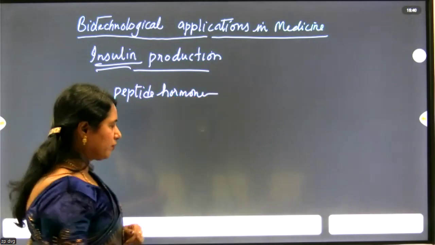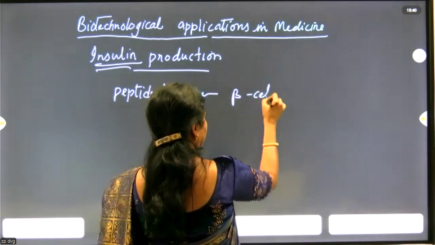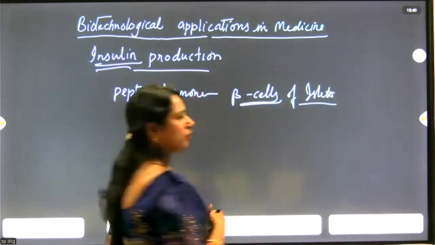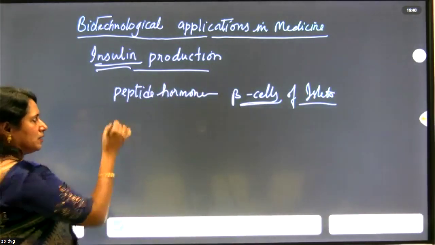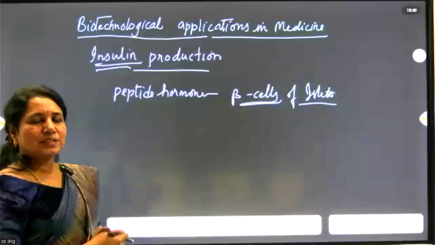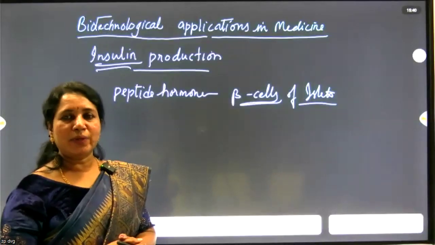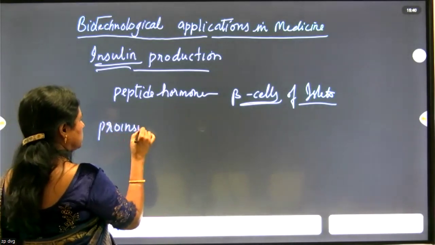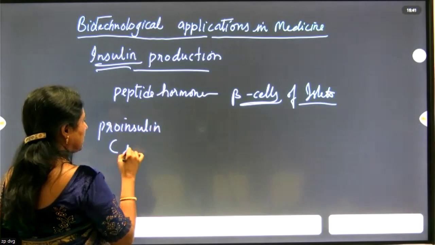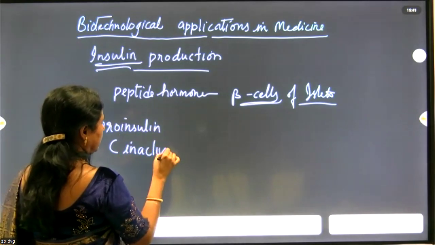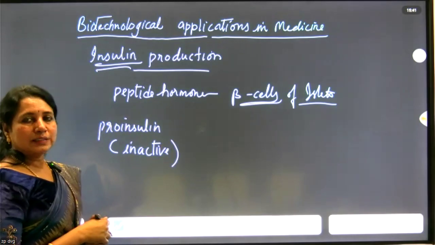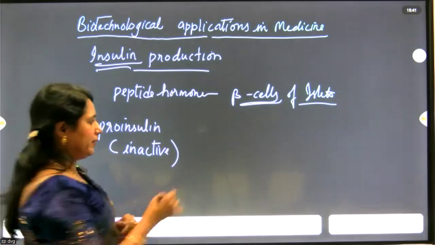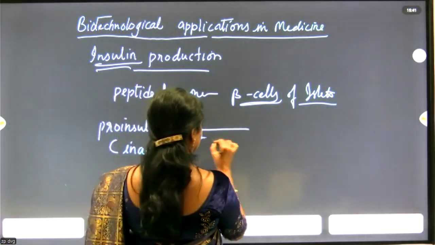It is usually secreted from the beta cells of the islets of the pancreas. The insulin hormone is always secreted in its precursor form, which is called proinsulin. Proinsulin is an inactive form, and it is made up of three peptide chains.